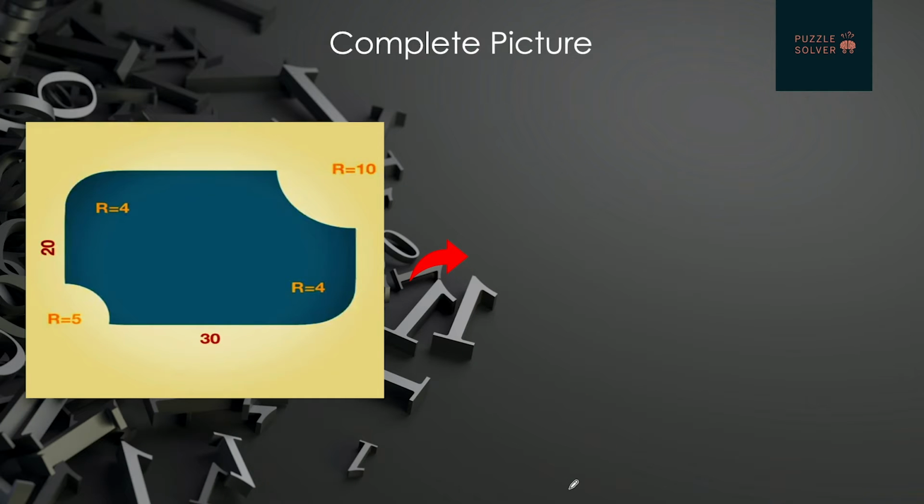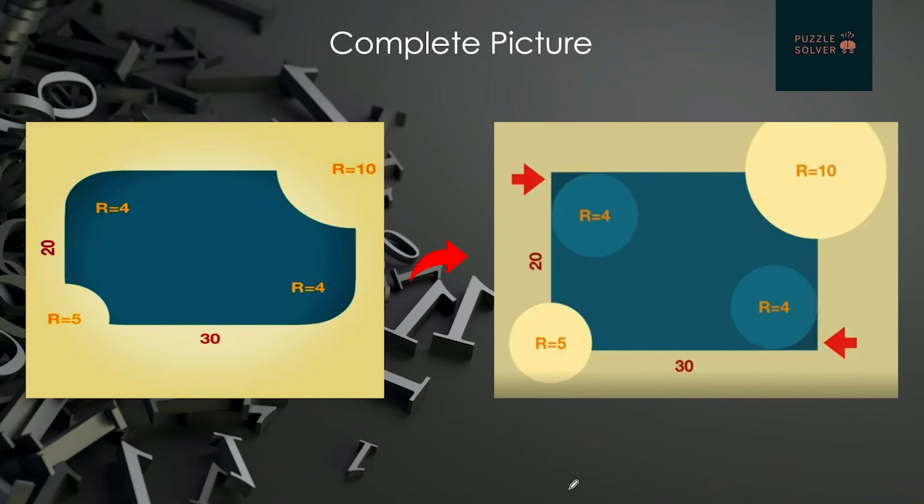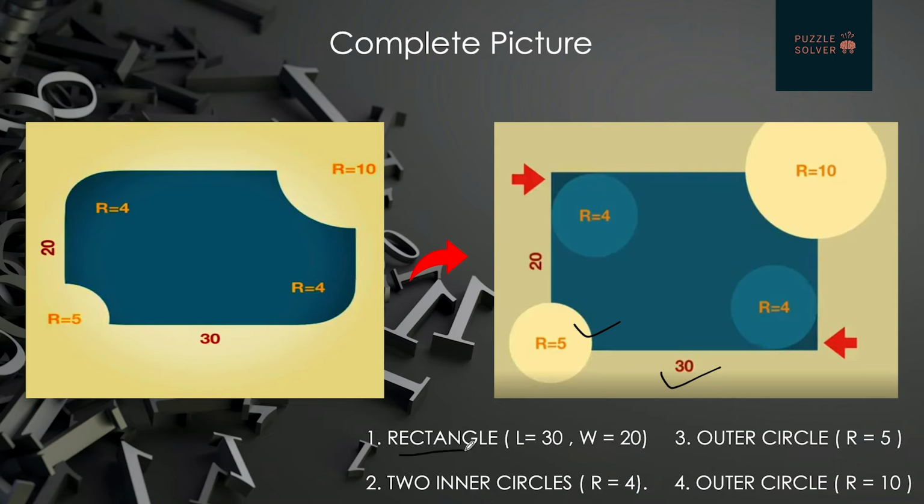So here is the complete picture of this problem, in which we have two shapes, that is, the first one is a rectangle and the other one is a circle. The dimensions of the shapes are, for the rectangle, length equal to 30, width equal to 20. We have two inner circles here, this one and this one, and their radius is equal to 4. We have one outer circle of radius 5 and the other outer circle of radius 10.